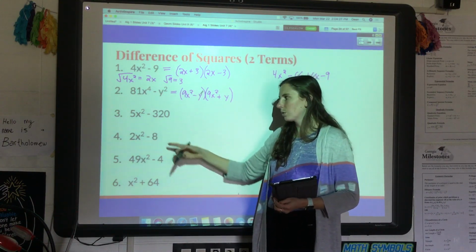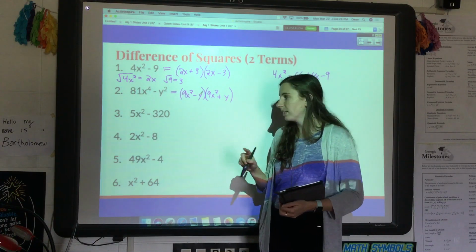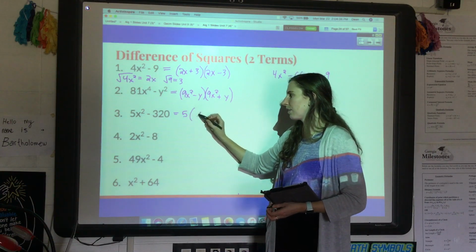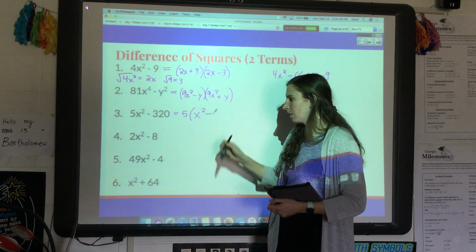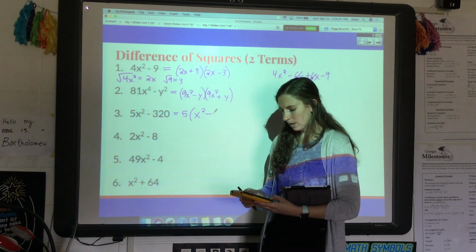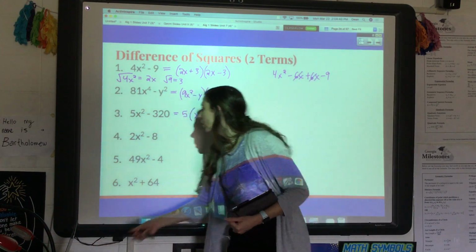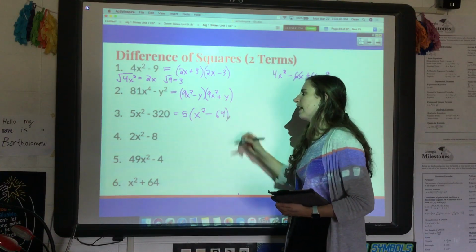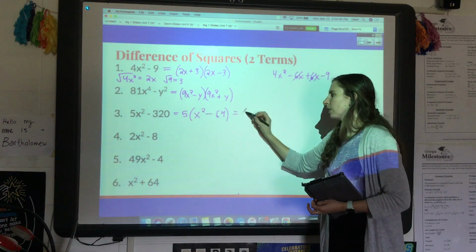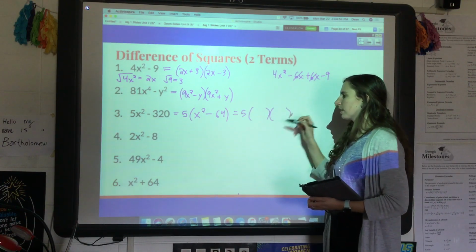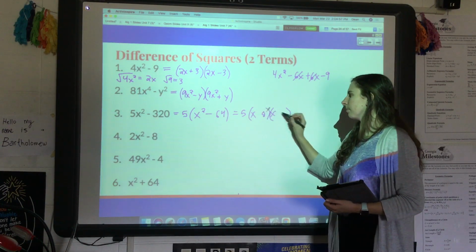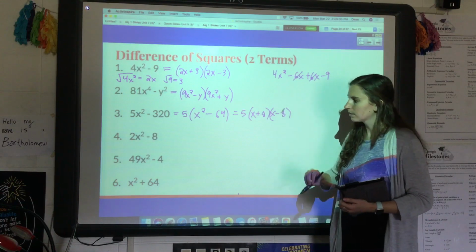Here, I can't actually square root 5 or 320, but there's a GCF of 5. When I take out that 5 from both terms, what's 320 divided by 5? 64. Now I can actually do the difference of 2 squares and just leave the 5 in front. So leave the 5 in my 2 factors. Square root of x squared is x. Square root of 64 is 8. Make one plus, make one minus.